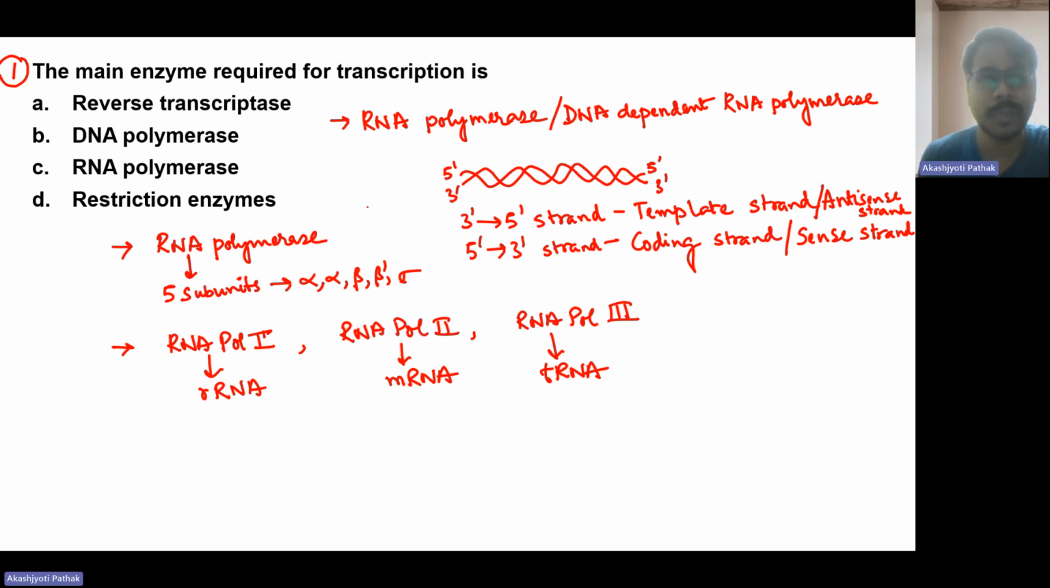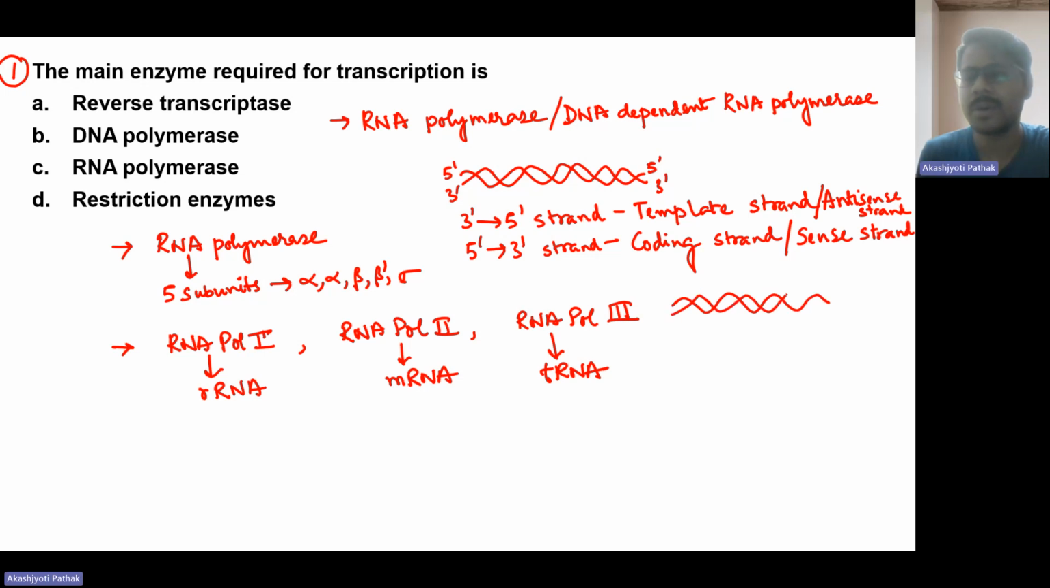One other difference between replication and transcription is that in replication, the entire genome is copied to produce a new DNA molecule, while in transcription, only a part of the genome is transcribed. Only a part of the DNA is transcribed. That region of the DNA which is transcribed is called the transcription unit.